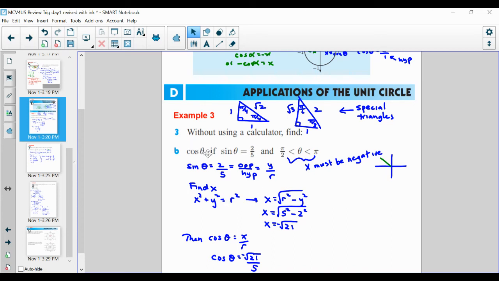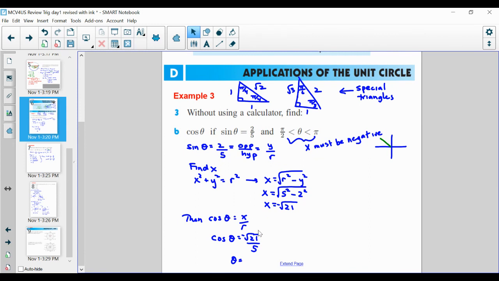If I want to write the cosine ratio, then I need to know the x value. So I find the x value by using the Pythagorean theorem here. x squared plus y squared equals r squared. I rearrange it, plug in the values I have for y and r, and find out that x must be equal, in length, to root 21, but negative because it is in quadrant 2, this quadrant over here. So then we can write cosine as negative root 21 over 5. And if we want to solve for theta, we could by taking cosine inverse. In this case, we'd have to use our calculator to help us.